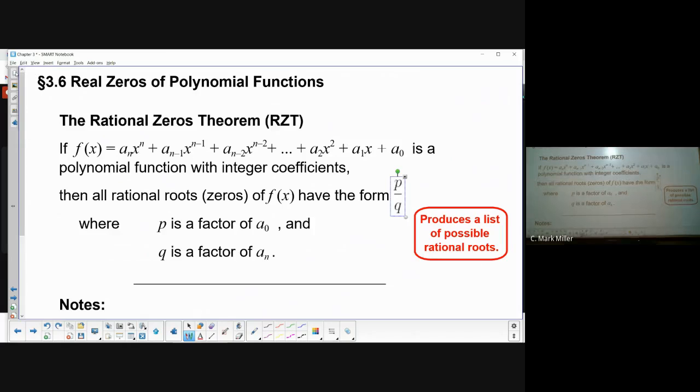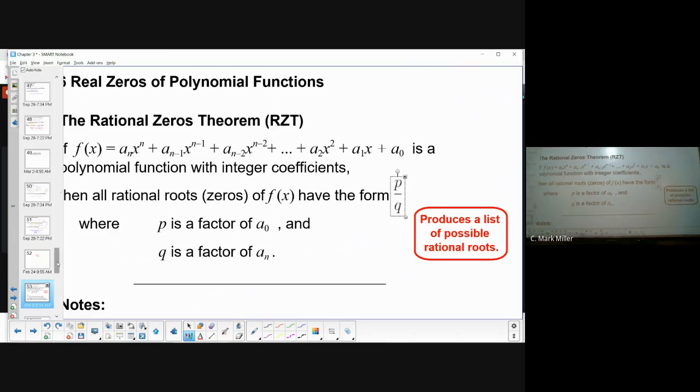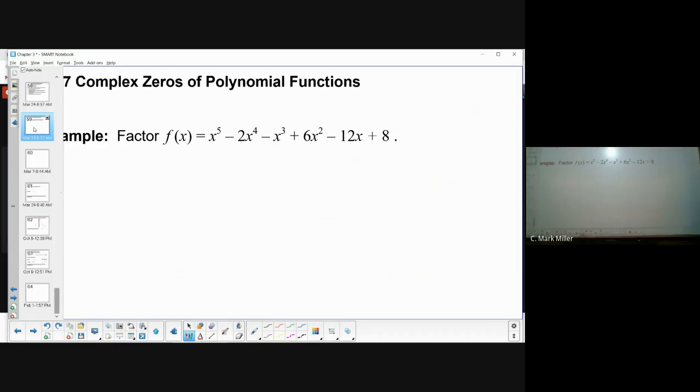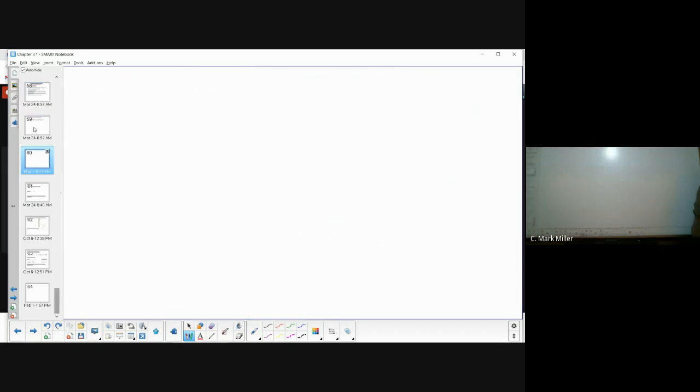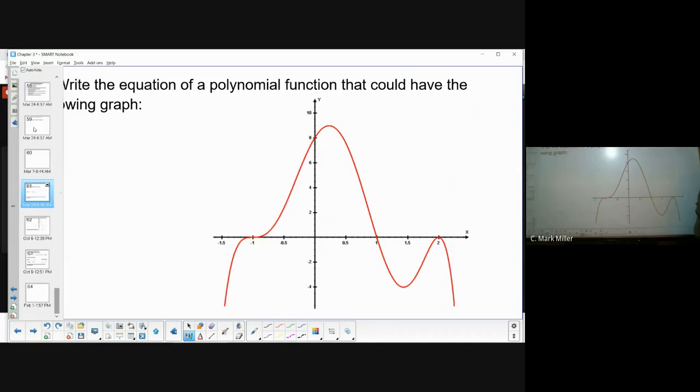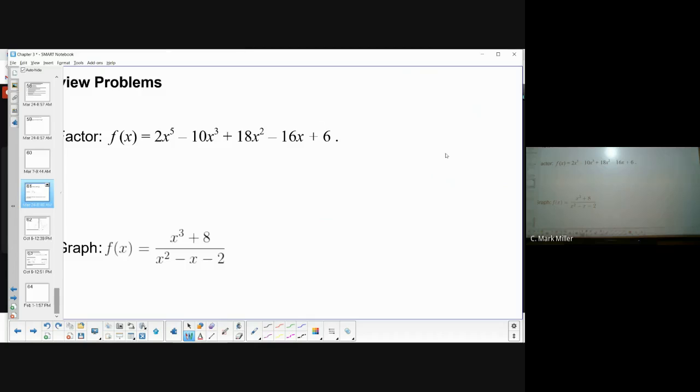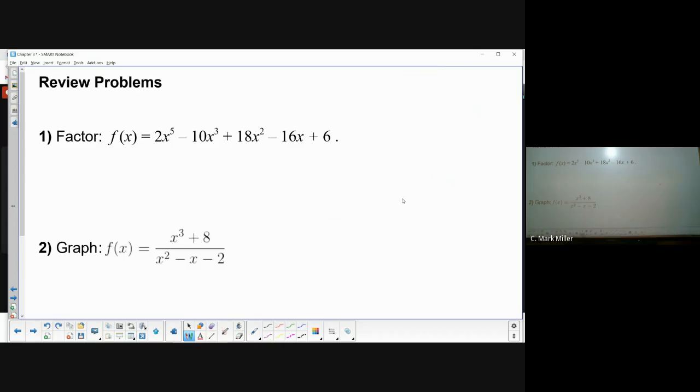Now remember this slide. This is slide number 53. But if you go to the end, right here, that is the little test review. Then over here, I'm starting on what is for me slide 61. I have some review problems for this chapter.